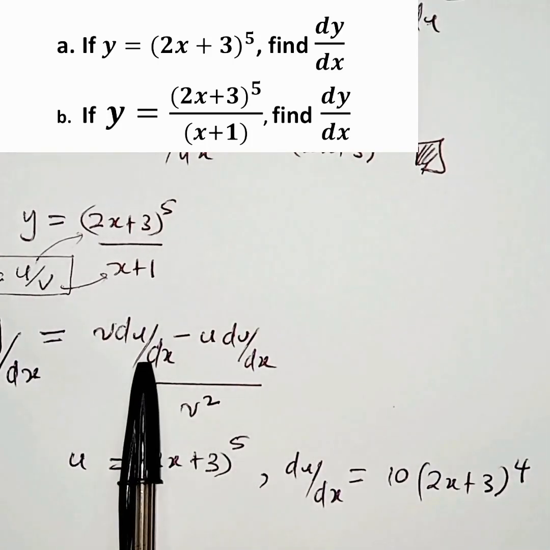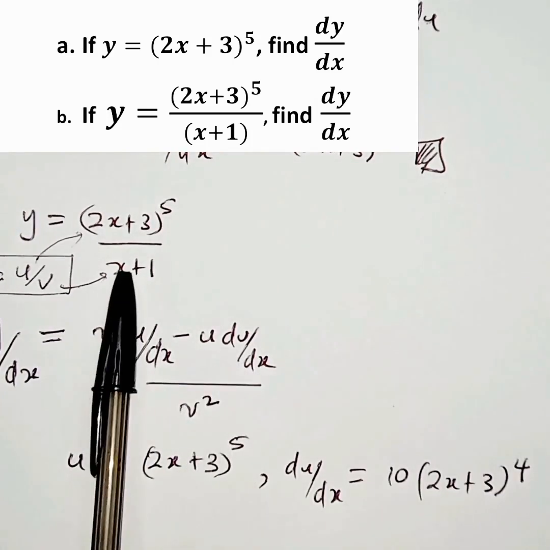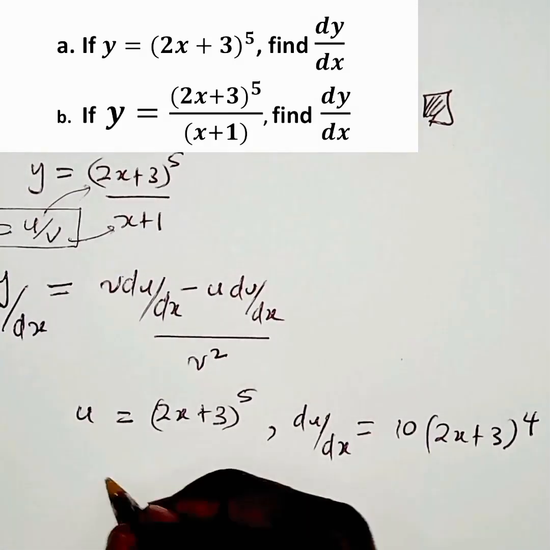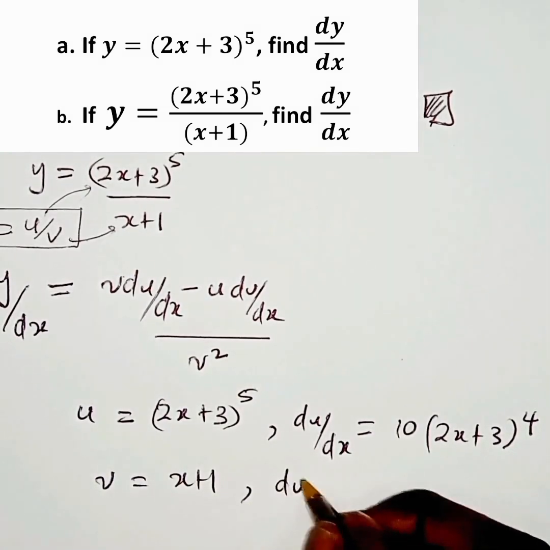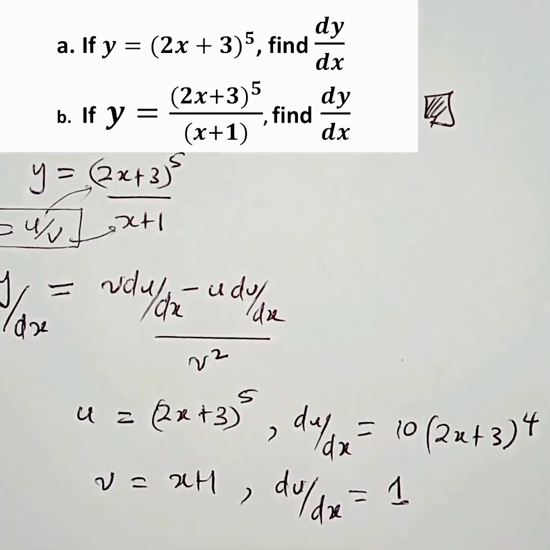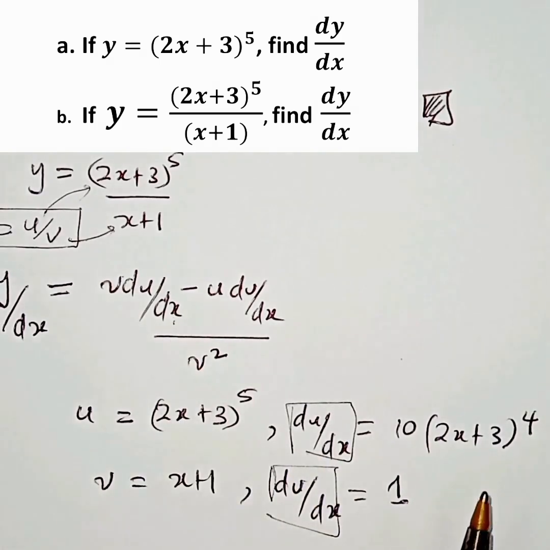So we've got this one. Now let's look at dv/dx. Our v, you remember we said is x plus 1. So we're going to say v is equal to x plus 1, and then dv/dx is equal to 1. Now it's time for us to take this and that into that formula for the quotient rule.